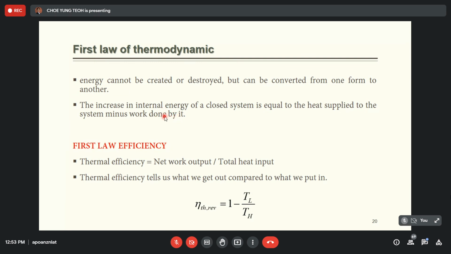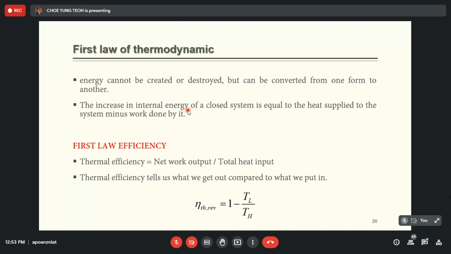Internal energy is the energy in the molecules. Normally we can measure it in terms of temperature. So the increase of internal energy should be equal to the heat supplied minus the work done: how much heat is supplied to the system and how much energy is output. Energy input minus energy output gives you the increase in internal energy. This is what we calculate based on the first law of thermodynamics, because energy cannot be created or destroyed. So the net energy increase should be equal to input minus output.